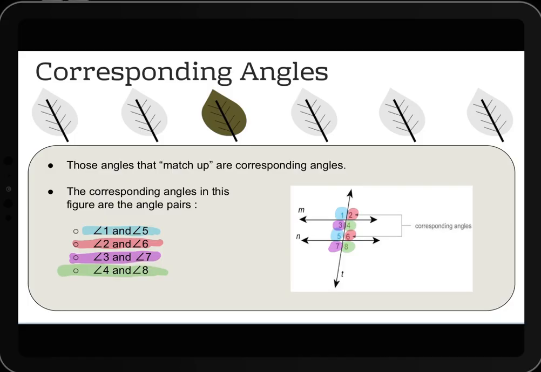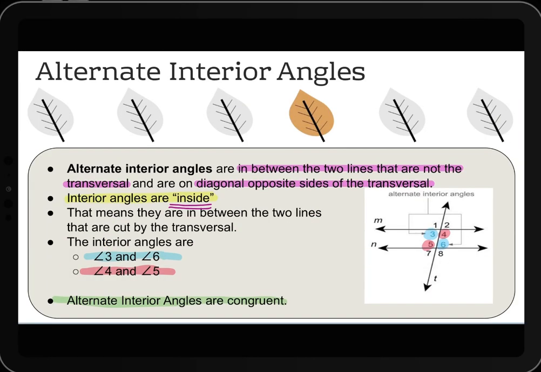Those are going to be congruent, but remember they're only going to be congruent as long as we also recognize that the two lines here and here are parallel, right? So if they're parallel and they're cut by a transversal, then those matching angles, those corresponding angles, are congruent to each other.